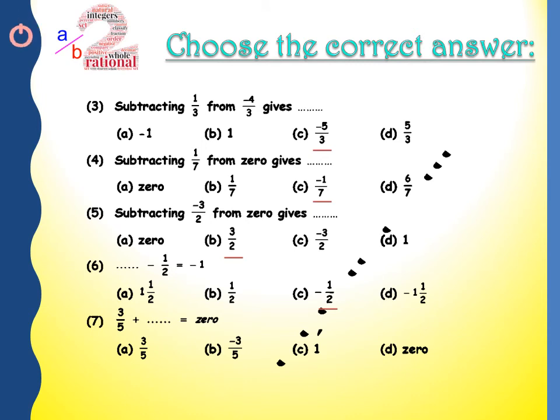Here I have a rational number plus a missing rational number gives me 0. I know that any rational number plus its additive inverse gives me 0. So the answer to this question is the additive inverse of this rational number, which is negative 3 over 5.